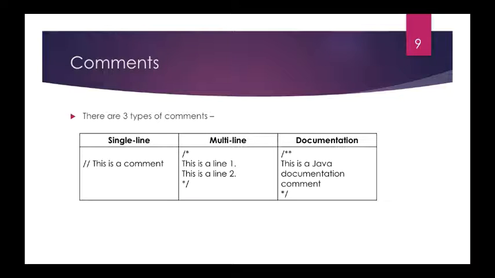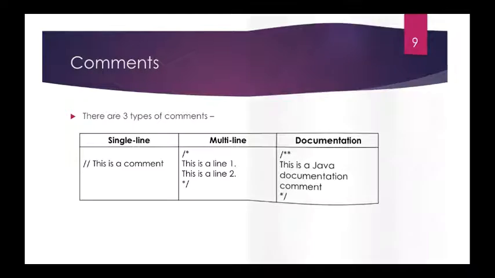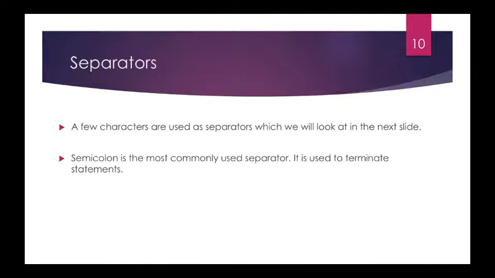Comments. There are three types of comments in Java: single line, multi-line, and documentation. A single line comment starts with 2 forward slashes. A multi-line comment starts with forward slash followed by an asterisk and ends with an asterisk followed by a forward slash. A documentation comment starts with a forward slash followed by 2 asterisks and ends with a single asterisk and a forward slash. Separators. A few characters are used as separators, which we will look at in the next slide.